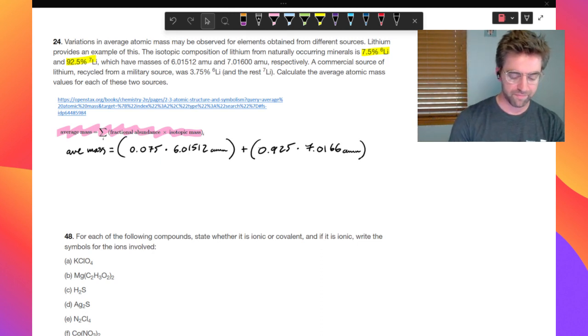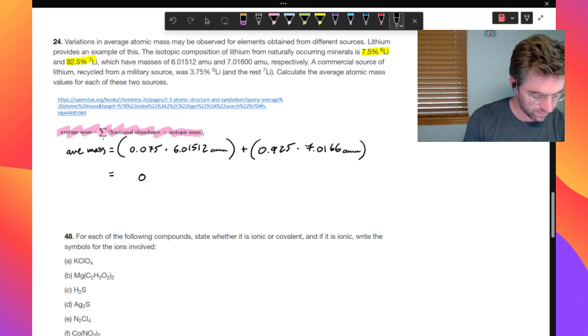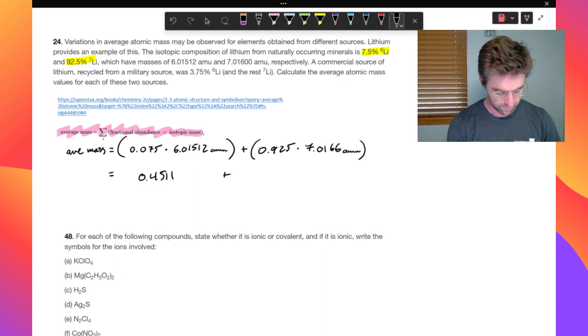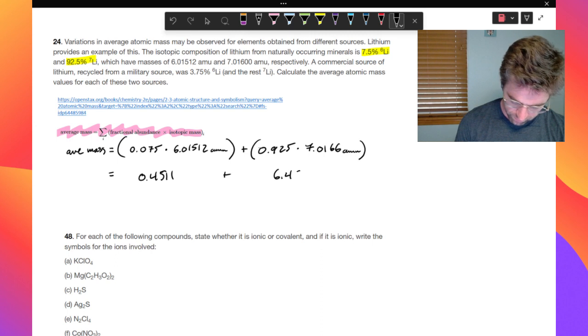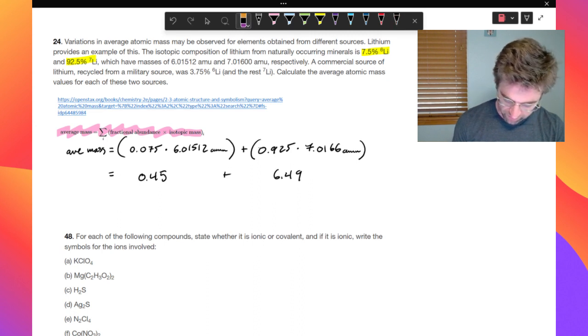Right. Nowhere to be found, so we'll make it work. 0.075 times 0.075. Paying attention to significant figures. Here we've got 2, so we're just going to carry those 2. Okay. And here we've got 3, so 6.49. There's my 3 significant figures.